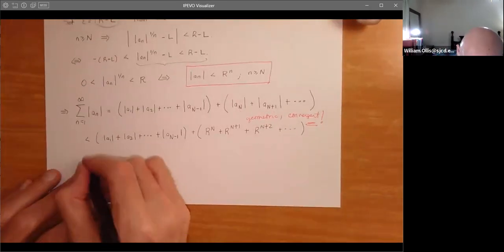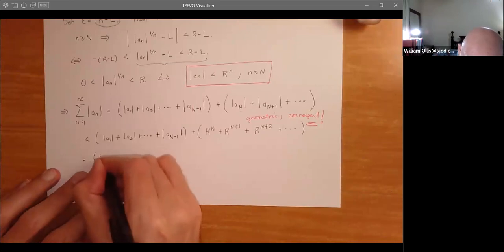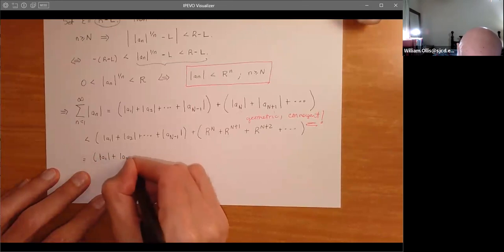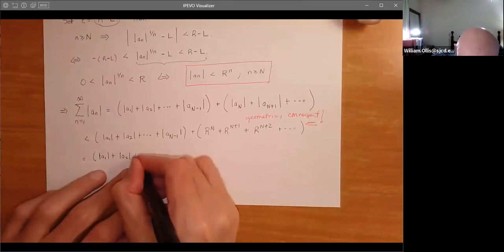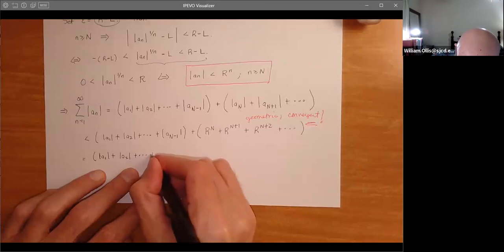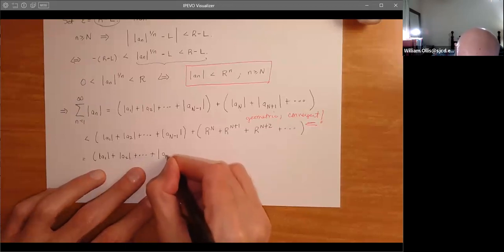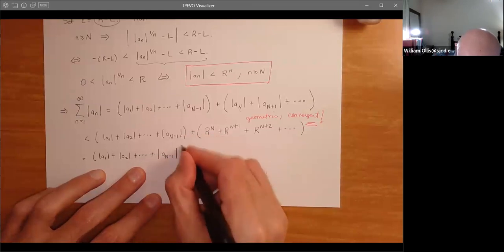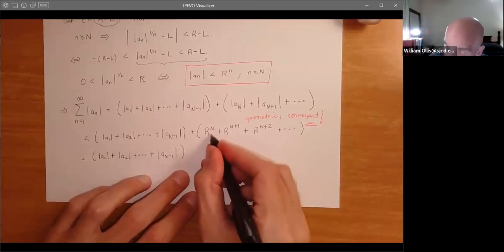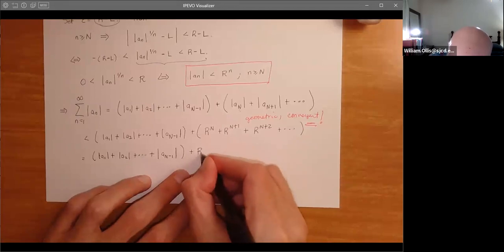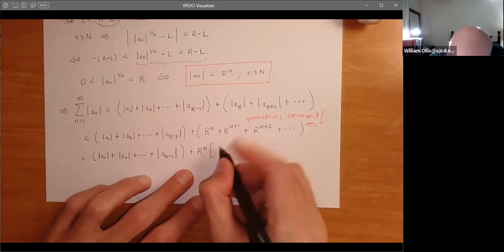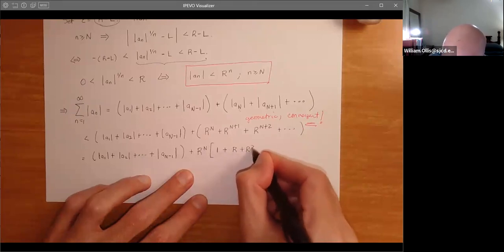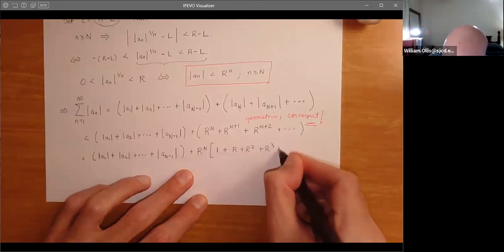So now, what does this give us? So we have a sub 1 plus a sub 2 in absolute value plus a sub n minus 1. I'll make that a little bit longer. And now, of course, you can factor the r to the n out of this, and that'll give us 1 plus r plus r squared plus r cubed, et cetera.